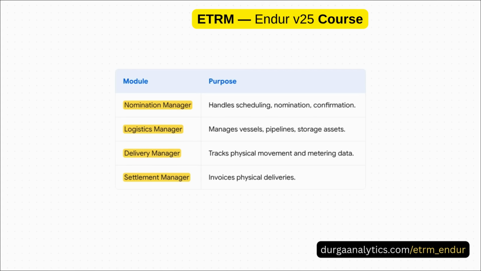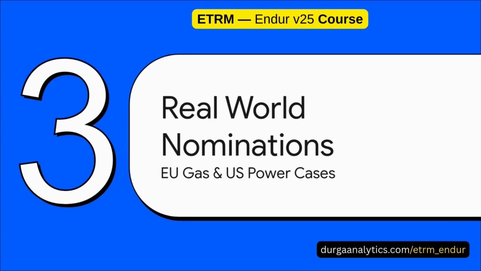Now, this whole journey is managed by a few key modules inside Endur, and while they're all critical, the nomination manager is truly the heart of the operation. It's the central nervous system for scheduling, for sending out the nomination, and for handling the confirmations that come back in. All right, enough theory for a minute. Let's make this real. We're going to look at two very different case studies, one from European gas and another from U.S. power, to see how this process actually works out in the wild.